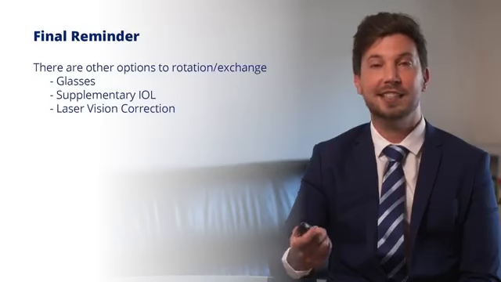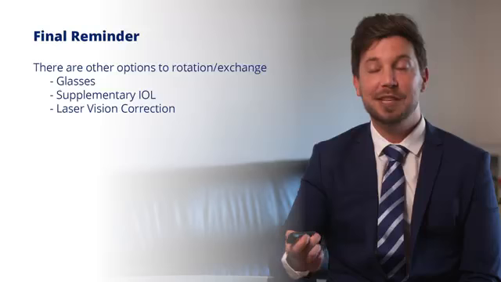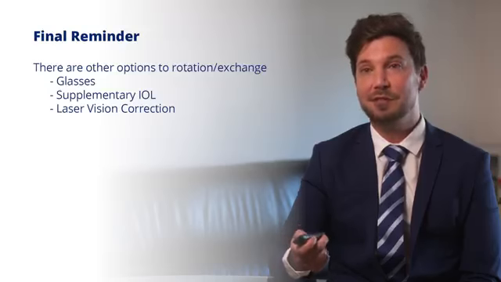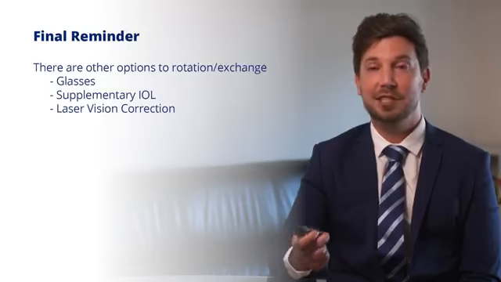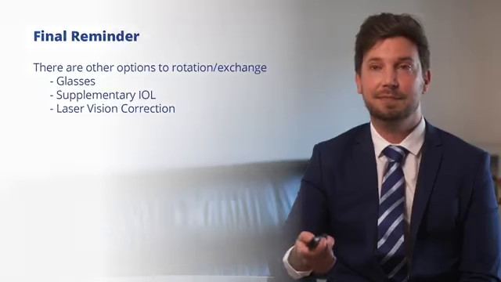And just a final reminder, it's not the end of the world if you've got an astigmatic refractive error. We still have a few other things up our sleeve apart from rotating and exchanging lenses, because I know not everyone's comfortable with that. Glasses are okay, I hate saying that, but they are. Supplementary IOLs in the sulcus can solve a lot of issues. And finally, laser vision correction is excellent.